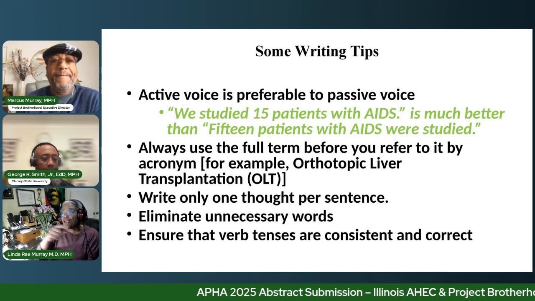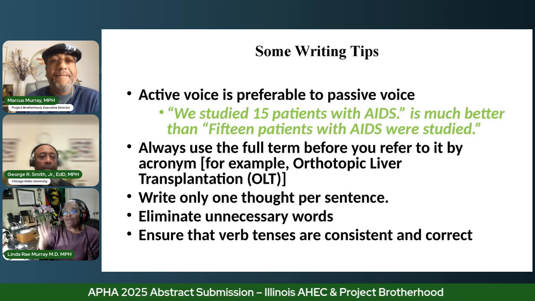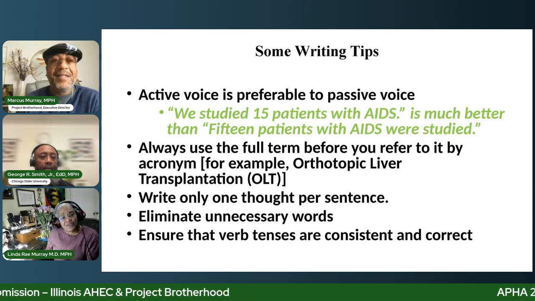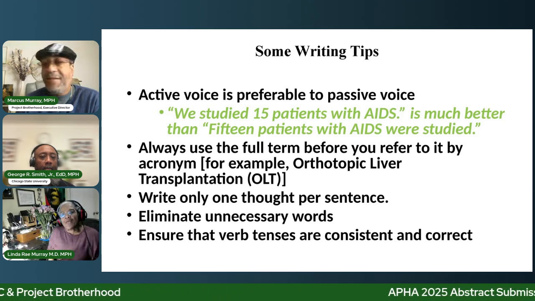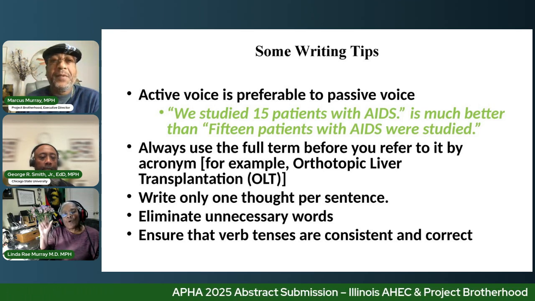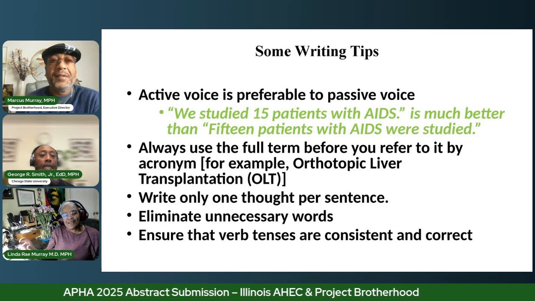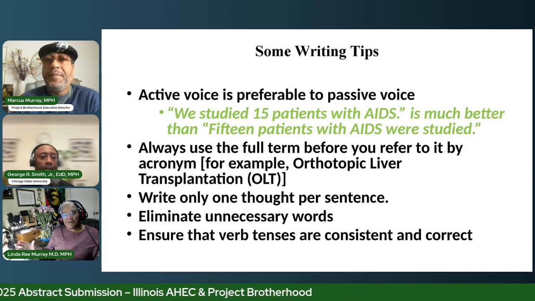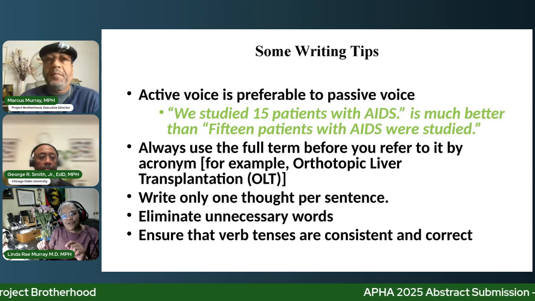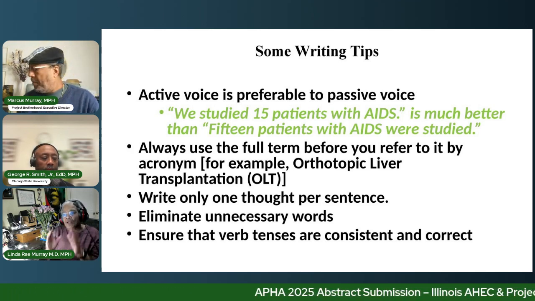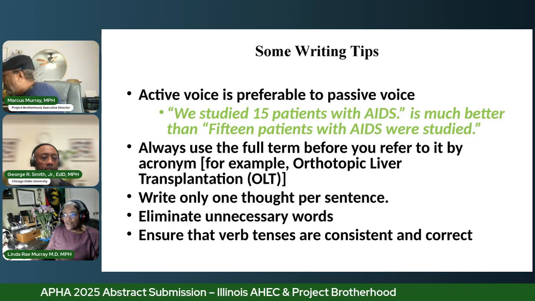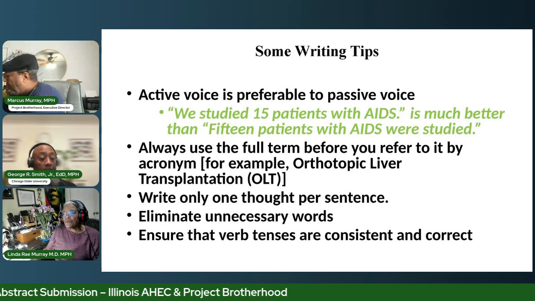Active voice is a useful thing, and there's an example there. Rather than saying 15 patients with AIDS were studied, just say we studied 15 patients with AIDS. So that's an active voice. Try to use an active voice in your abstract. That'll help you. And try to write only one thought per sentence. Now, this is not how you write a paper or anything. This is how you write an abstract. So you don't want to make complicated sentences with different clauses in them. Try to have one thought per sentence, and work on eliminating unnecessary words and making sure that the grammar is correct. Next slide.